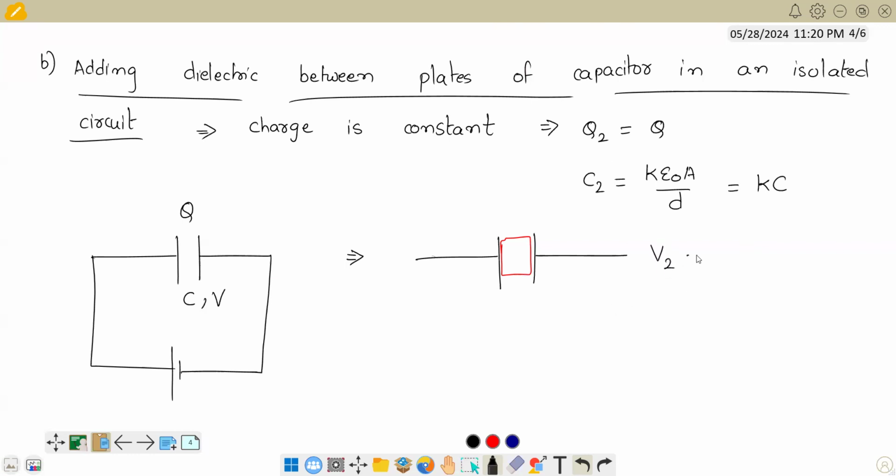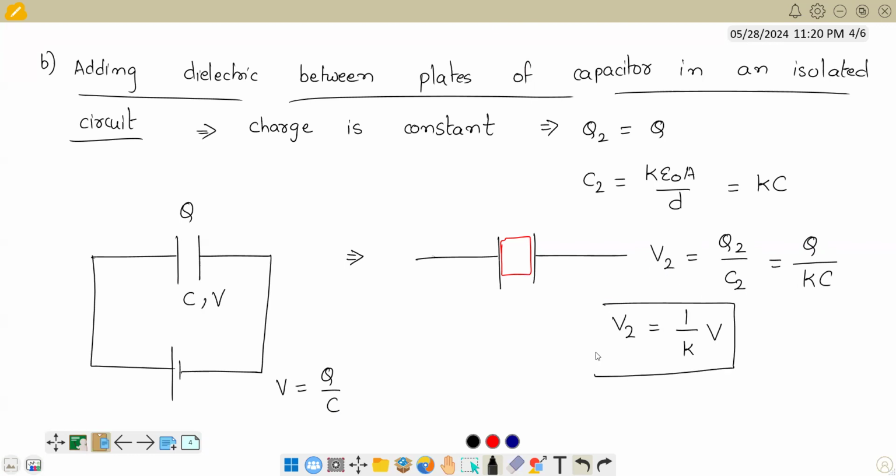Then what about V2? We know V2 would be Q2 by C2. Q2 remained Q only, C2 became K into C. V was Q by C, but for V2 we got Q by KC. So you get V2 equals 1 by K times the original one. As you can see, voltage decreases by K. Even though the capacitance increases every time, here voltage decreases by K.